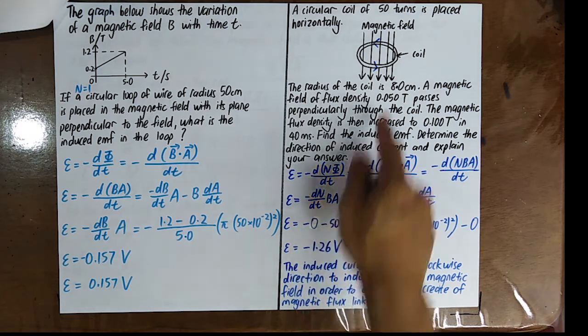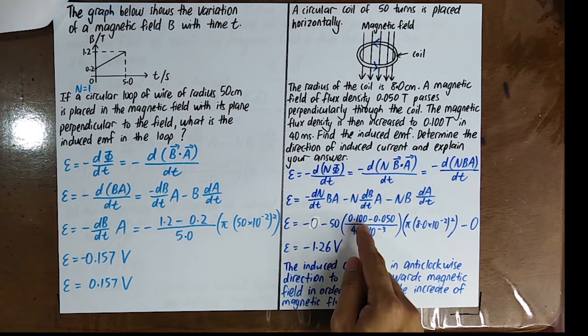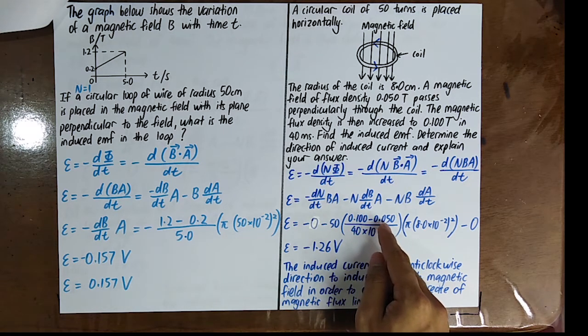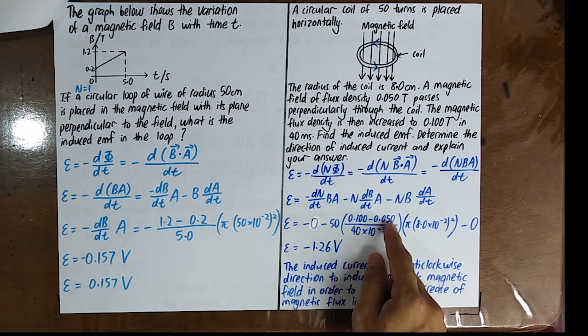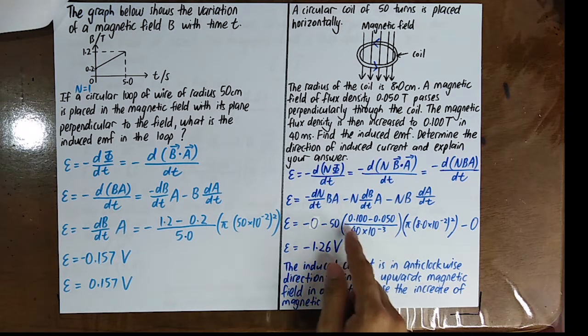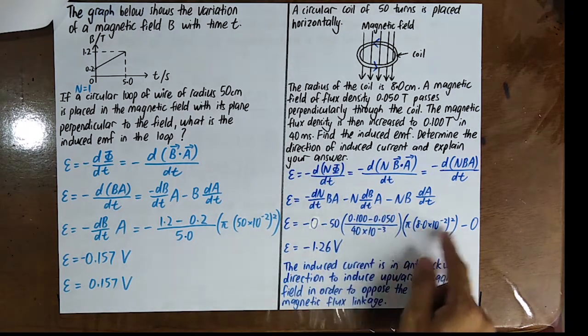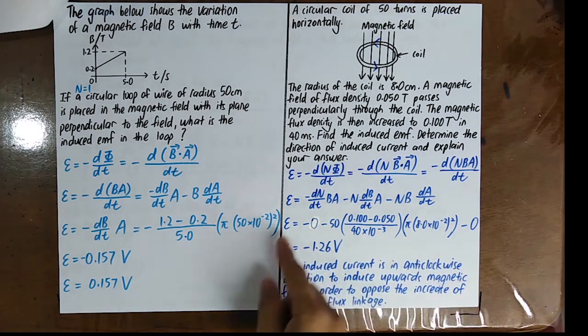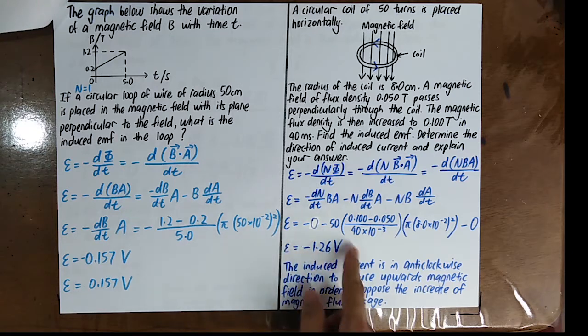So N equals 50. dB over dt is 0.1 Tesla minus 0.05 Tesla. This is the final magnetic flux density, and this is the initial magnetic flux density, divided by the time, 40 milliseconds, and the area is pi r squared. So you know the magnitude of the induced EMF is this. Once again, you can also ignore the negative sign if you want.